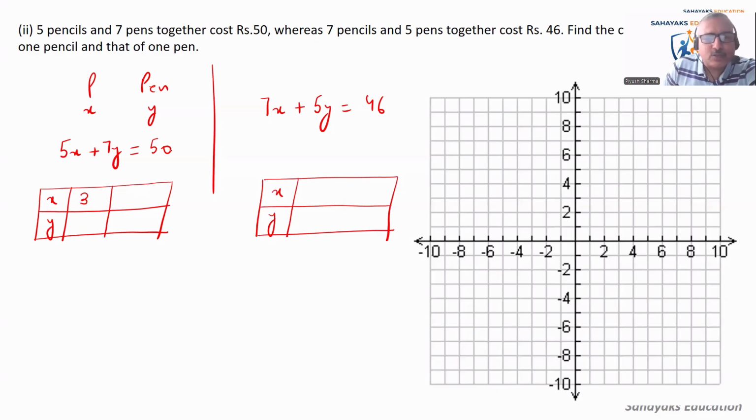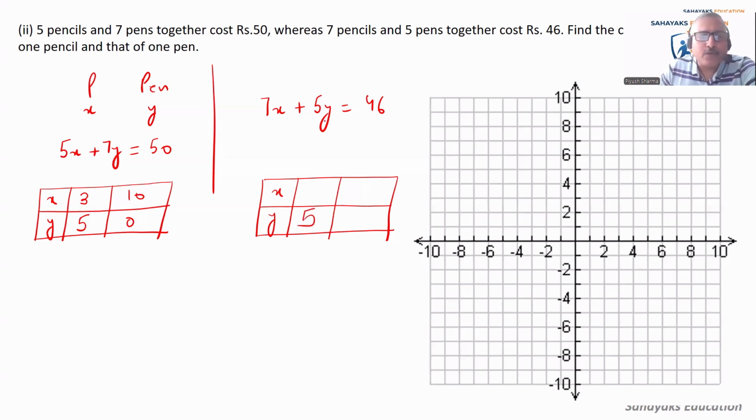Then 7y is equal to 35. 7 fives are 35, so the value of y comes as 5. Now if I put the value of y as 0, the value of x comes out to be 10. This is simple. Now coming here, I'm putting the y value as 5.